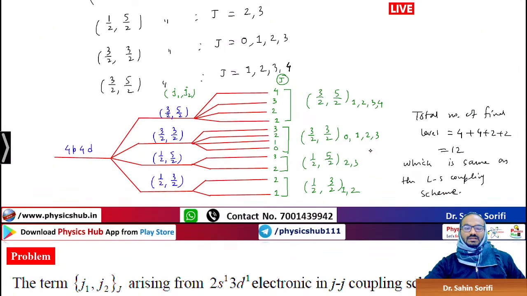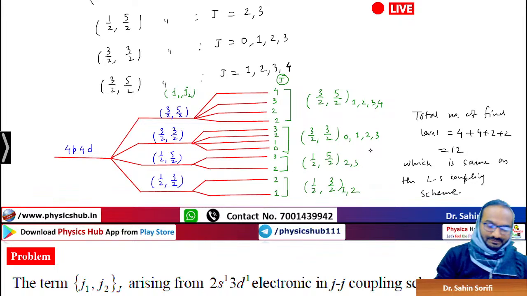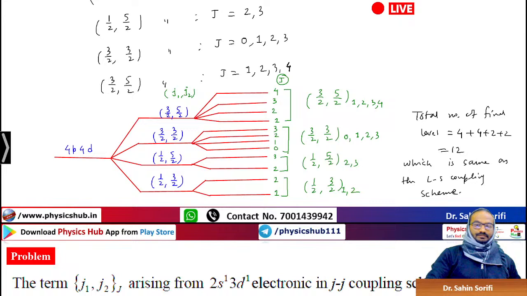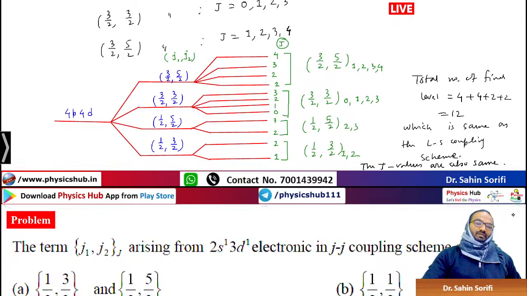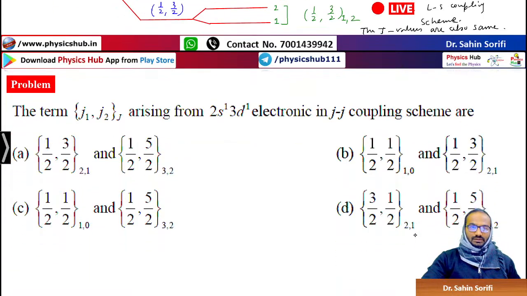So the relation is the same, only the way of thinking differs. Anyone has any doubt, tell me. Otherwise, I am giving you a question.